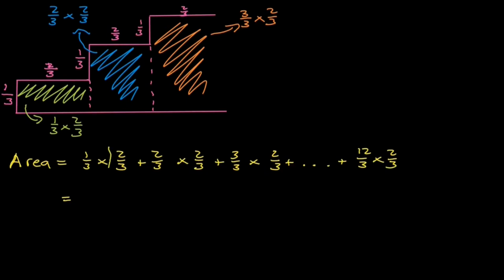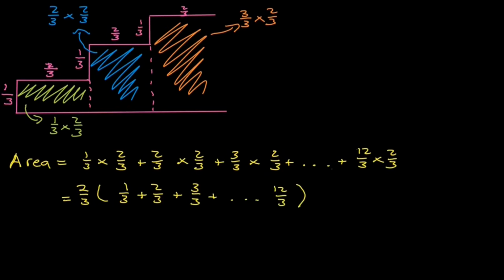and the common factor that we are going to take out is this 2 over 3, because it is present in all of the terms. So we're going to be left with 2 over 3, and we're going to take it out, so we're going to be left with 1 over 3 plus 2 over 3 plus 3 over 3, and that goes all the way until 12 over 3.